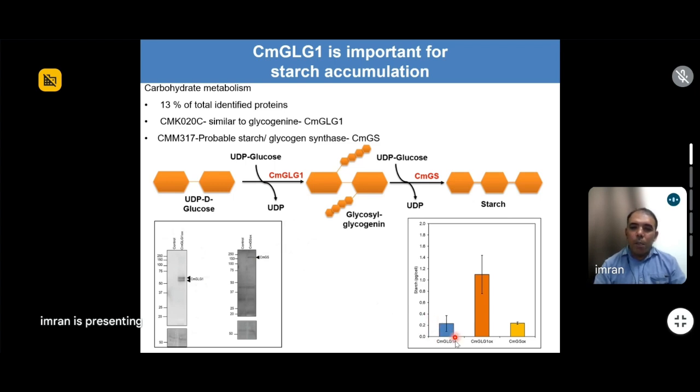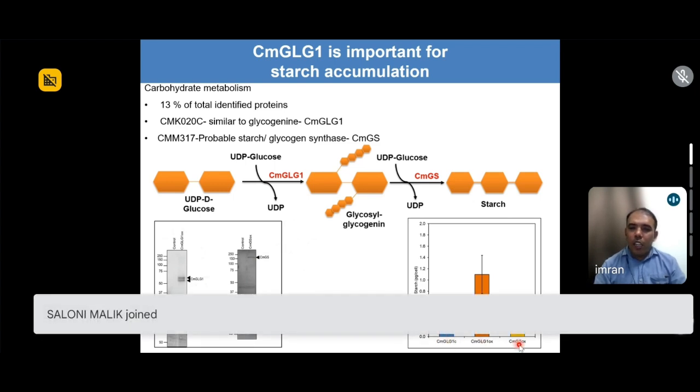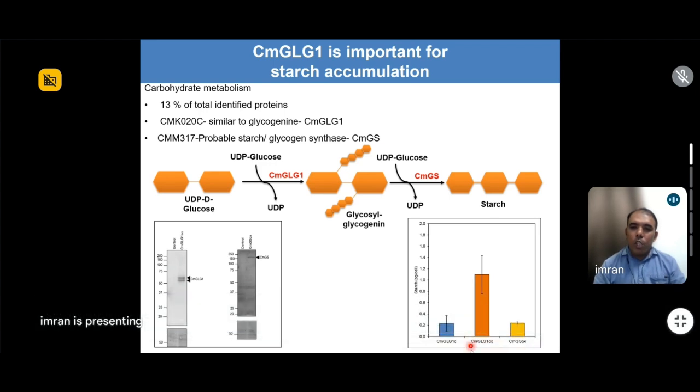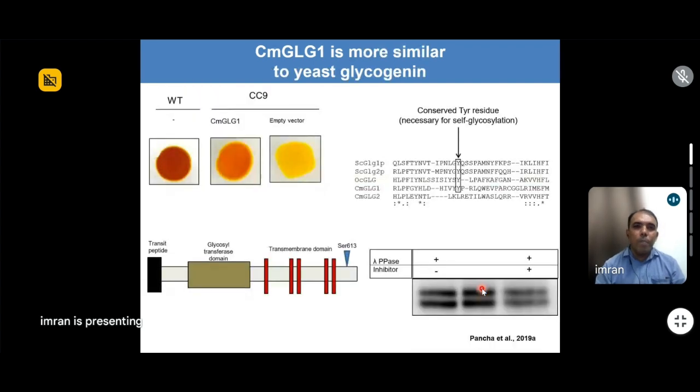And as you can see, compared to the control vector and the CMGS overexpression line, the CMGLG1 overexpression line is accumulating a significantly higher amount of starch. So we thought that let's now focus on CMGLG1 and check how it is regulating the starch accumulation through TOR signaling.